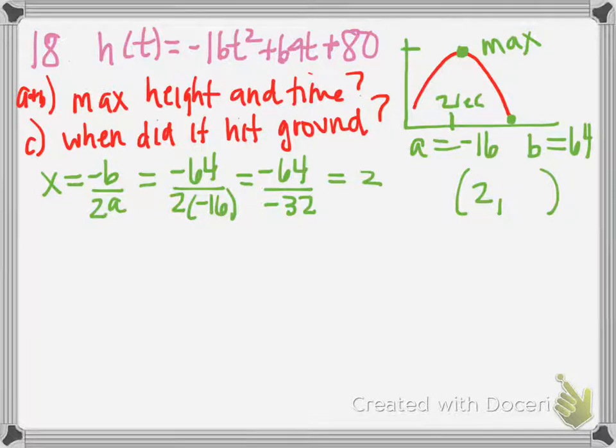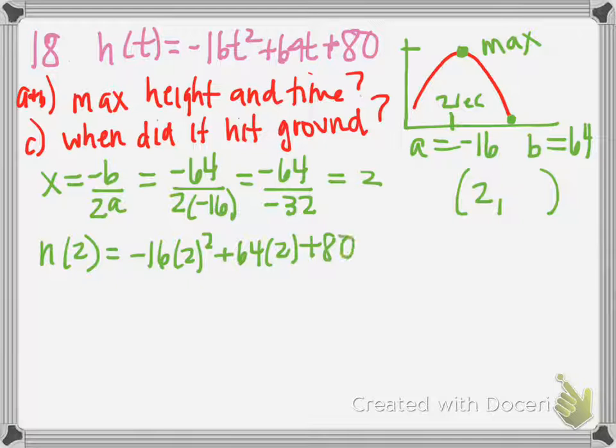So how do we find it? We plug in 2 for t. So h of 2 means I am plugging in 2 for t. So negative 16 times 2 squared plus 64 times 2 plus 80. So the first term, we have to square 2 first. 2 times 2 is 4, and then multiply it by negative 16, which would be negative 64.